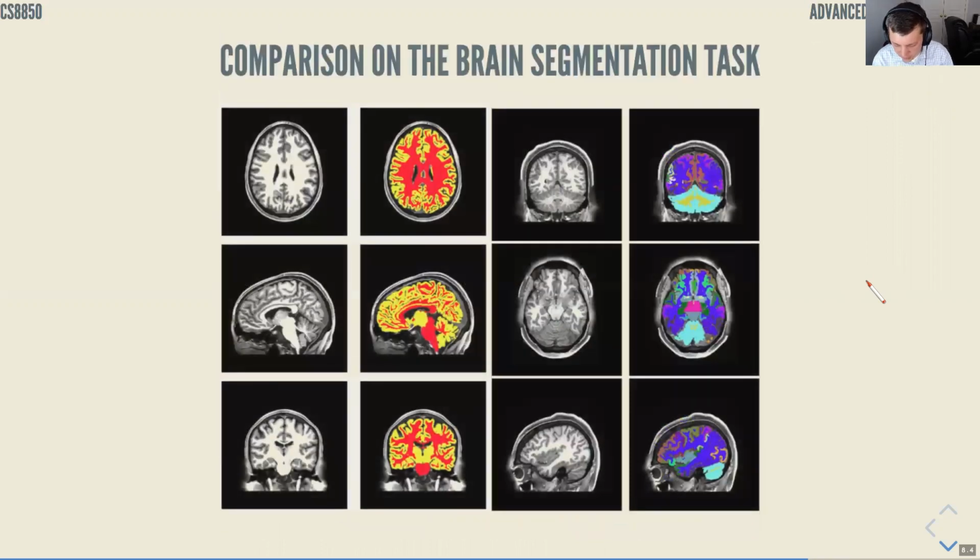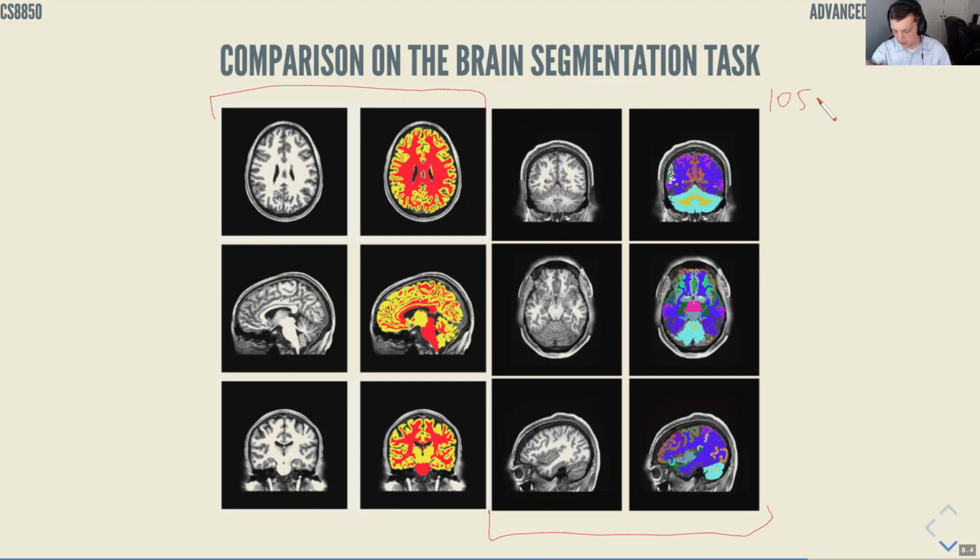Well, let me define the problem first. We're working with the brain and we have a segmentation task, and we want to segment the three-dimensional brain into gray and white matter. Yellow is gray and red is white. So this is task one. In another task, we want to segment the brain into functional regions, like visual cortex, motor cortex, left motor cortex, right motor cortex. There are 105 different functional regions.